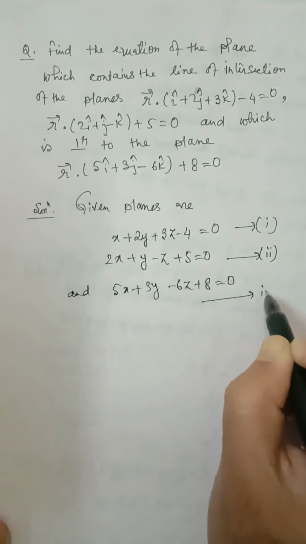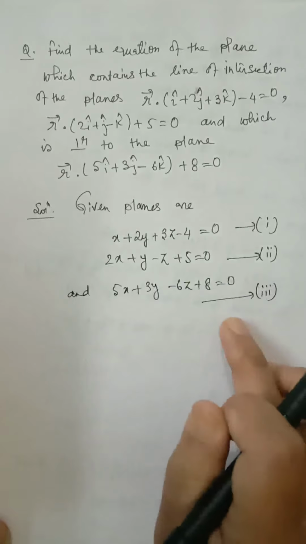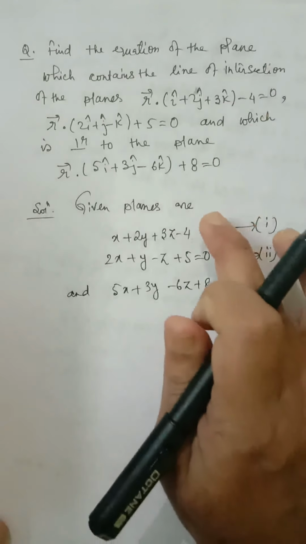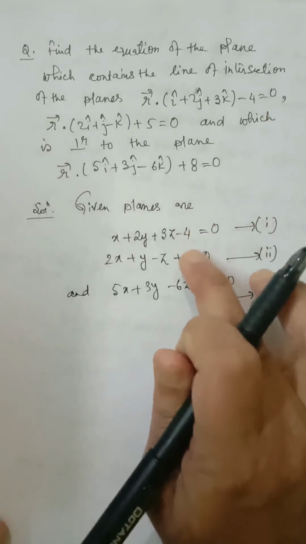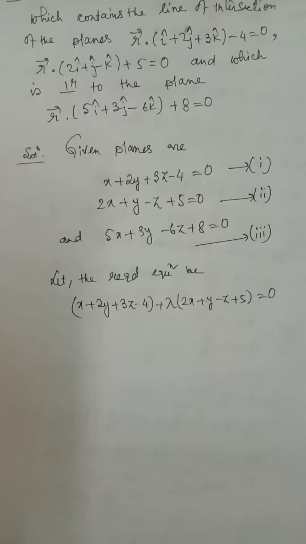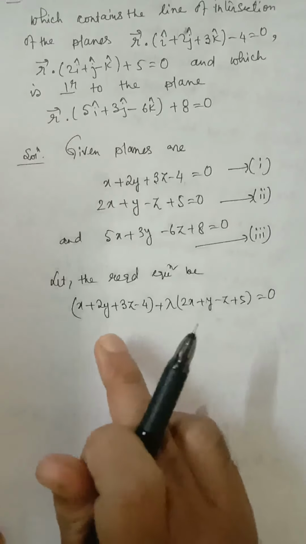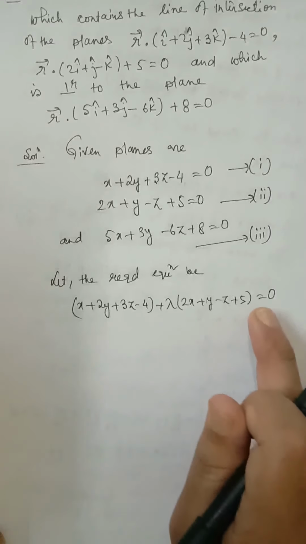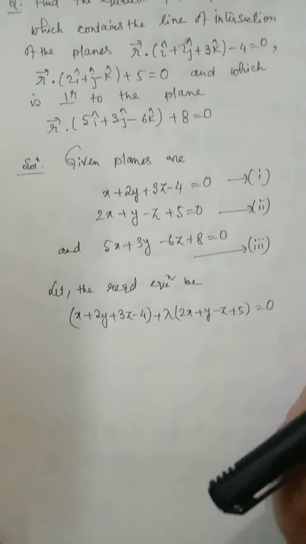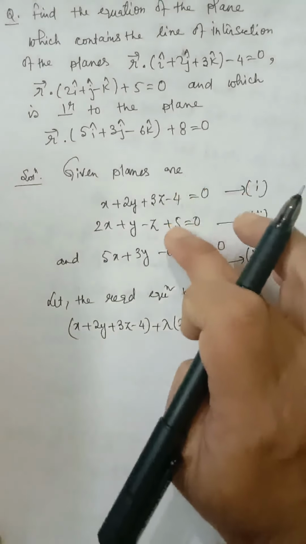This is the third equation. Now we have to find the equation of the plane which contains the line of intersection of the first and second plane. So let the required equation be this. This is the equation of the plane which passes through the line of intersection of these two planes, or which contains the line of intersection of these two planes.